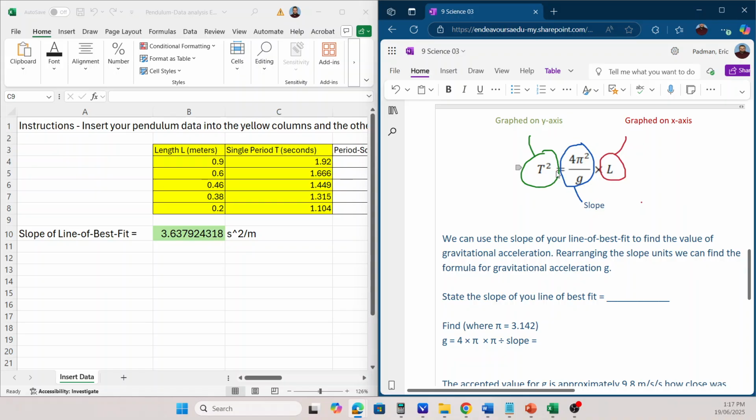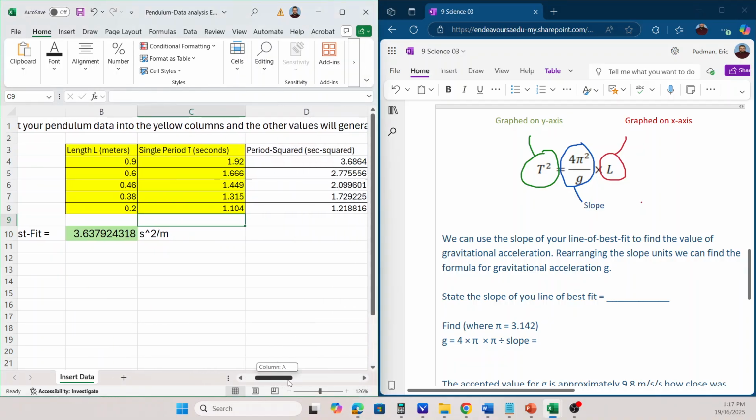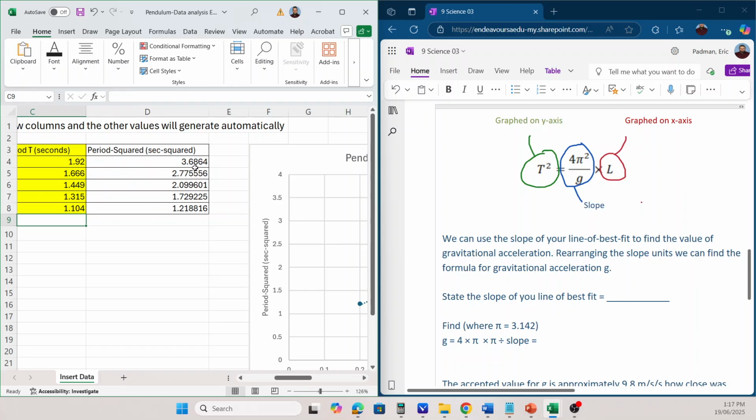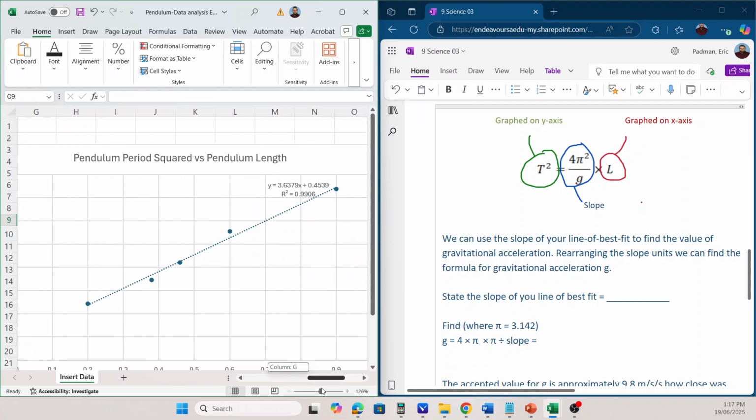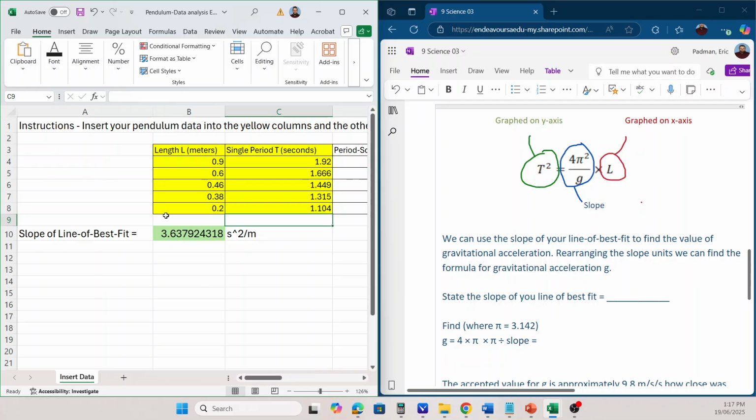Okay, so you've graphed t squared on your y-axis, you've graphed length on your x-axis, at least in terms of what's happening here, because the y-axis is actually this calculation, that's the square of these numbers. If you look at your graph, it's period squared versus pendulum length. So then this is the slope of that line of best fit. Okay, so you need to write that number here. You can round it off to about 2 decimal places, and that should do.